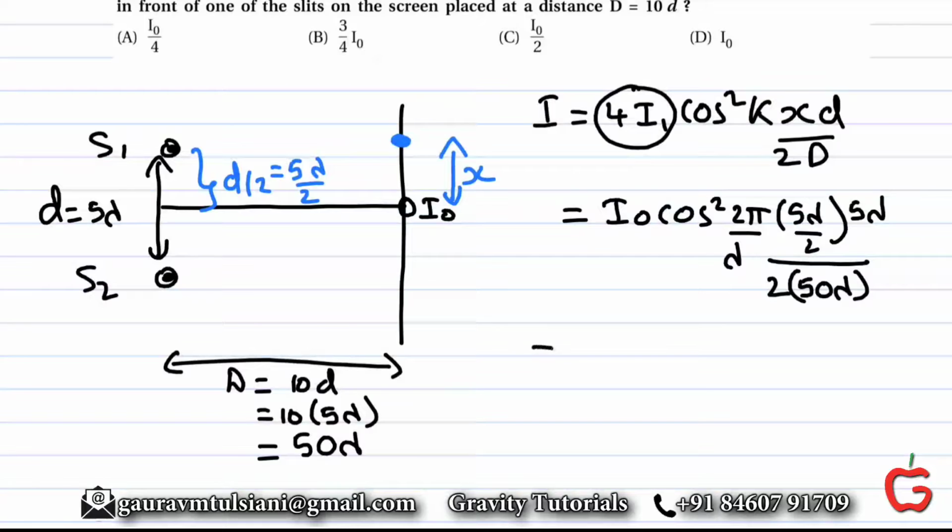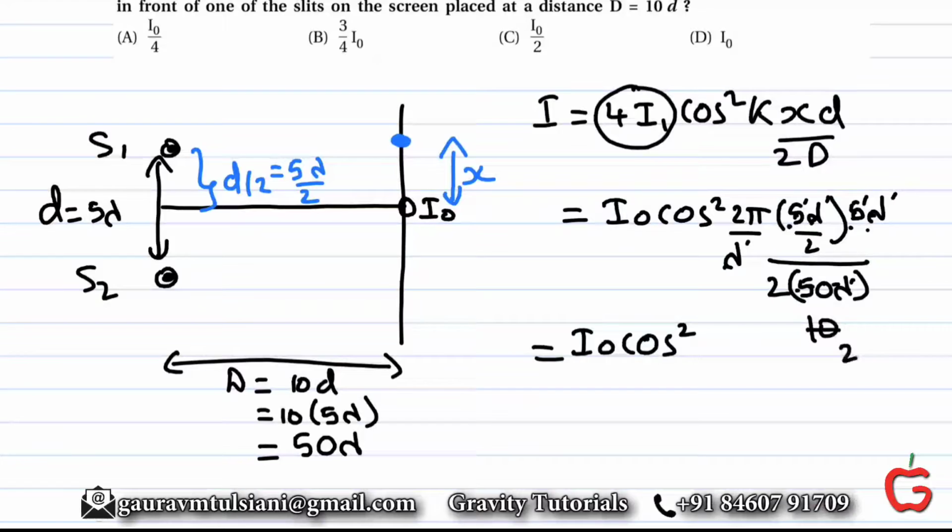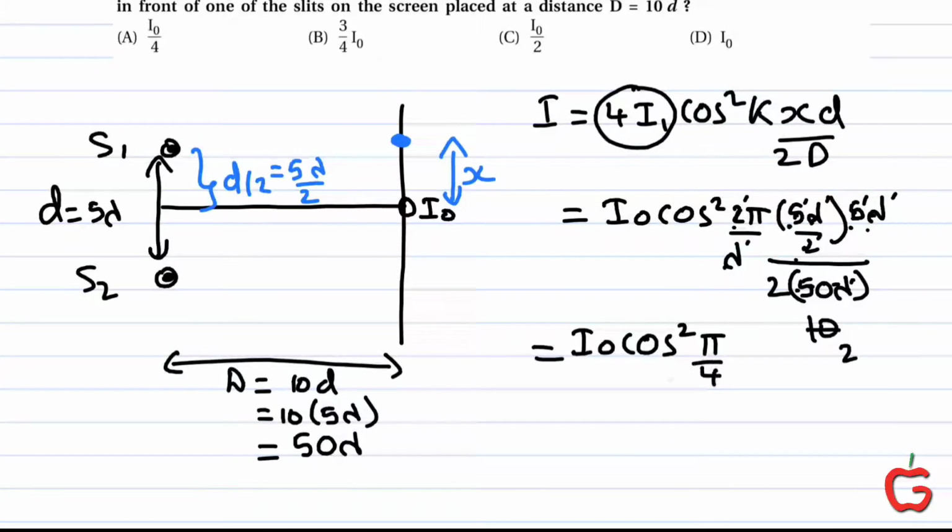Okay. So calculating this, I0 cos square. We cancel out the lambda. We have 2 lambdas in the numerator and 2 in the denominator. We have 5 here, which cancels out with this, leaving us with 10, another 5. We have 2, and this 2 cancels out with this. So a 4 remains in the denominator. So we have cos square pi by 4.